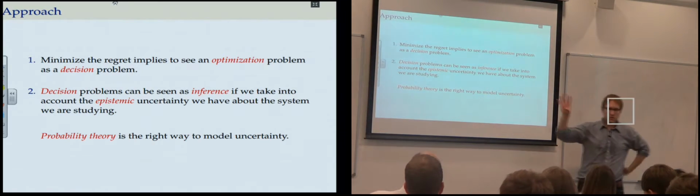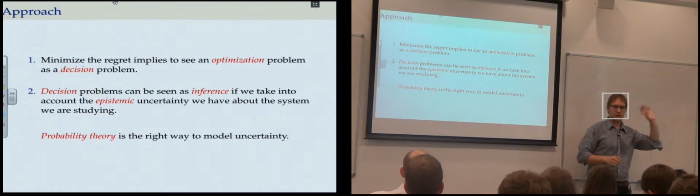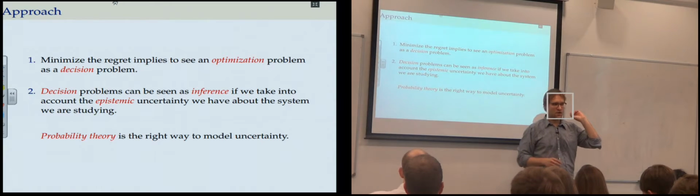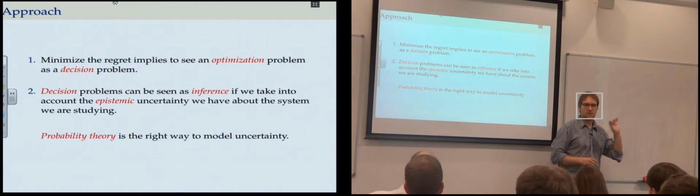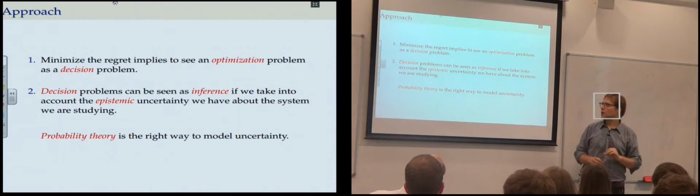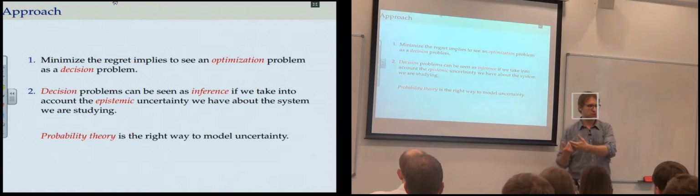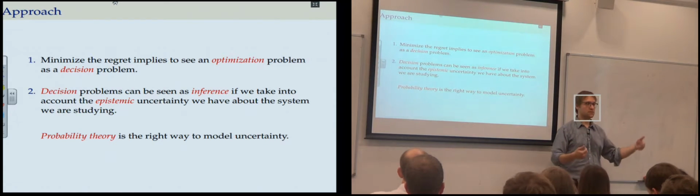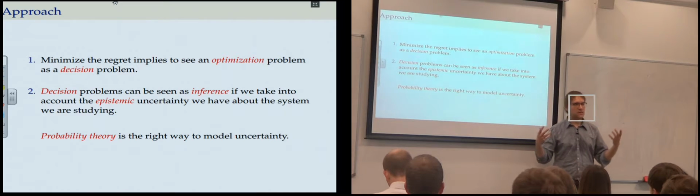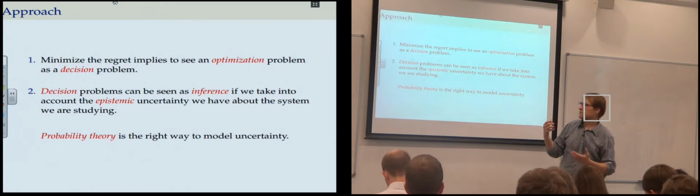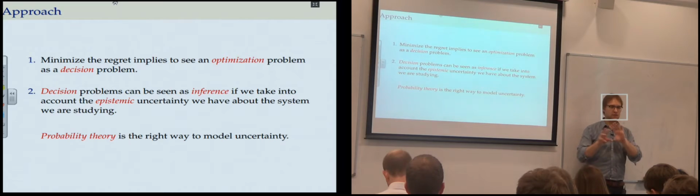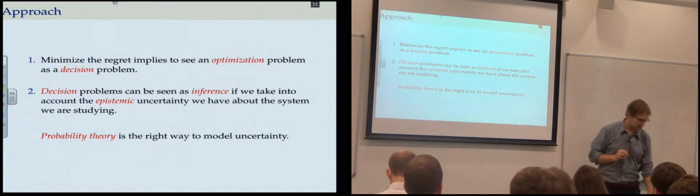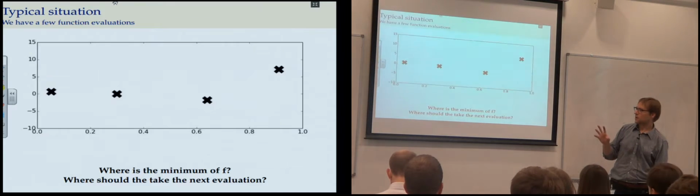So just wrapping up until here, we have this optimization problem that we want to solve, this function. We don't have gradients, we don't even have an explicit form of it, we just have a finite number of evaluations that we can do. What we are going to do is to solve the optimization problem through a decision problem of defining a sequence of evaluations of this function that will ideally minimize the regret that we were mentioning before. And we are going to treat those decision problems as inference, as we are going to use inference to address that. So this is the idea.